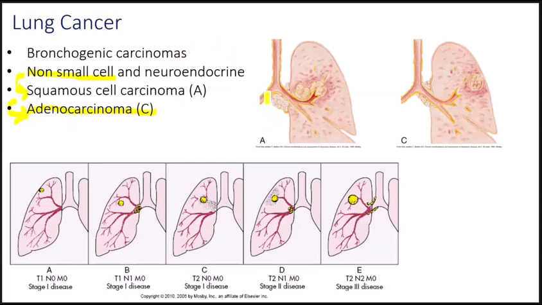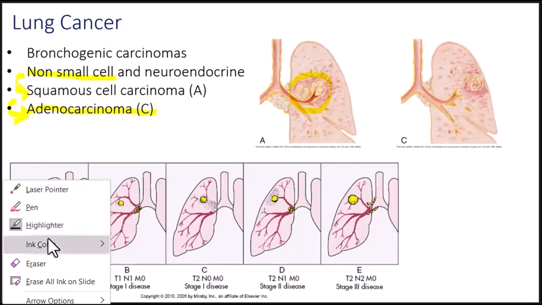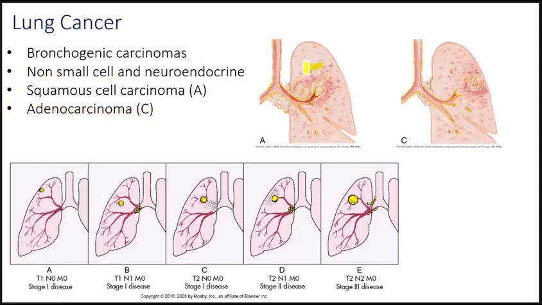Let's have a look at the image here to show you the more common location of these different types of lung cancer. In this image here, referring to squamous cell carcinoma, you can see that it's located more centrally, closer to the hilum, which is this region here, the hilum of the lung. Whereas adenocarcinoma is seen in the periphery of the lung. So you should be aware of those differences.